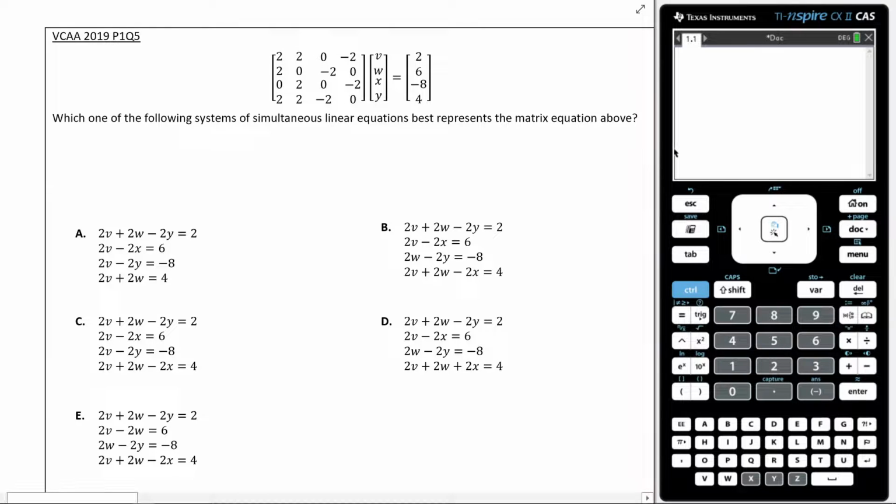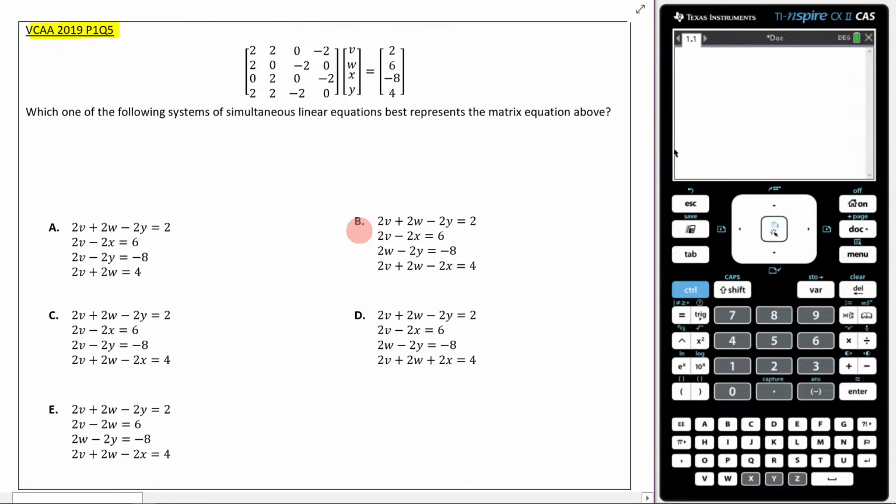We're going to work through this past exam question. It's taken from VCAA 2019, paper 1, question 5. So here it is. It says, which one of the following systems of simultaneous linear equations best represents the matrix equation above?